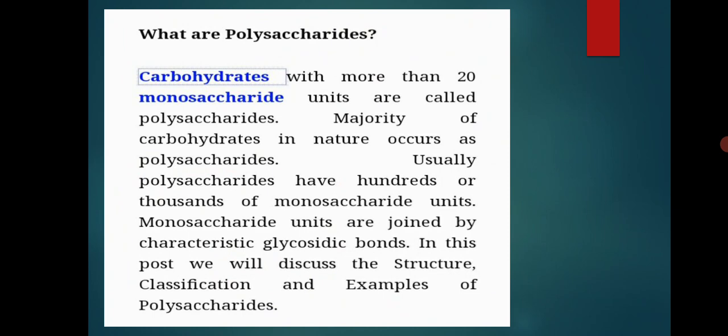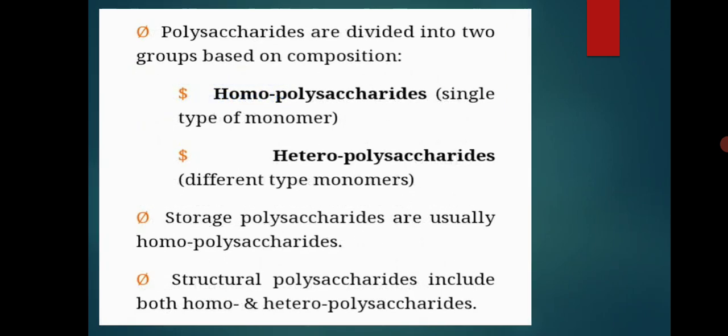Usually polysaccharides have hundreds or thousands of monosaccharide units. मतलब अगर 20 से ज़्यादा यूनिट्स होंगे, तो हम उसे polysaccharides बोलते हैं. Not only 20, but it may consist of hundreds or thousands of units. If we see the classification of polysaccharides, they are divided into two groups based on the composition. First is homopolysaccharide and second is heteropolysaccharide.